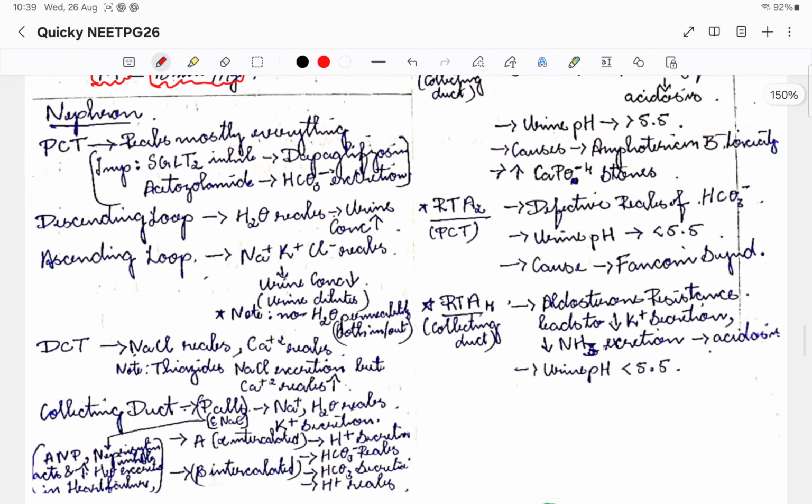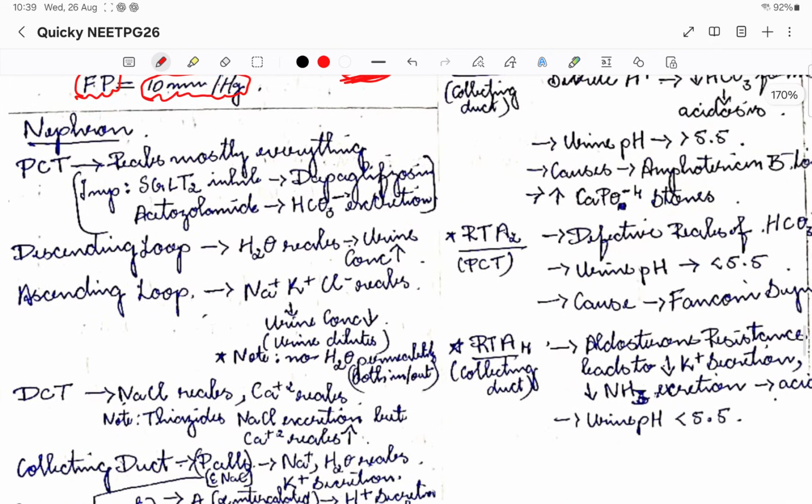Okay, so now let us see the functions of the nephron. Each part of the nephron has a different function, so let us see each of them. We discussed the parts: there is the Bowman's capsule, which is connected to the PCT, the proximal convoluted tubule, which leads to the loop of Henle. Then there is the DCT, then there is the collecting tubule. So this is the entire nephron.